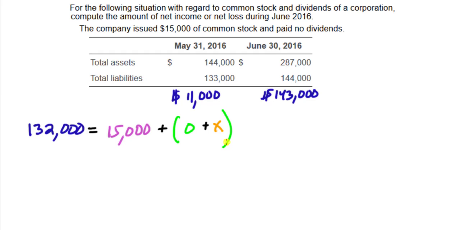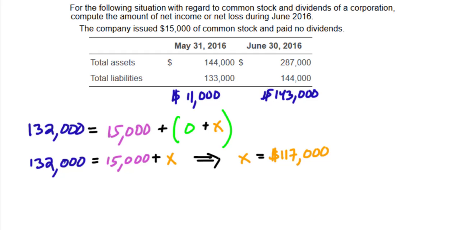Okay, so let's crunch some numbers and solve for X. So during June, the company had $117,000 worth of net income. So that's a big month. Maybe it's a water park or something.